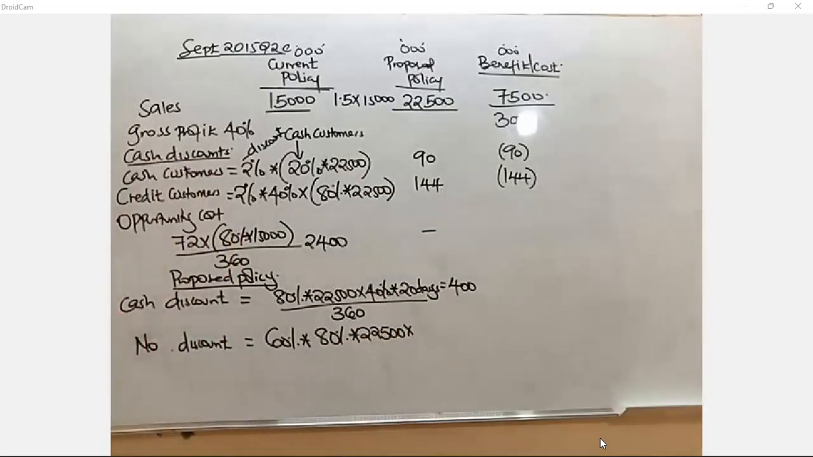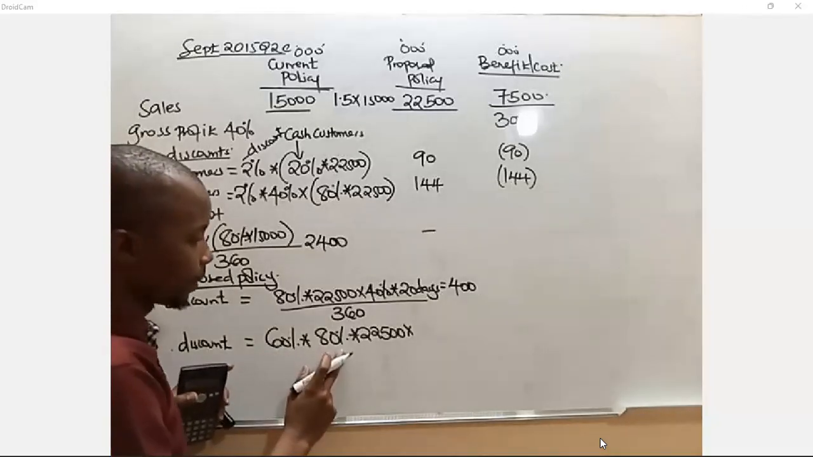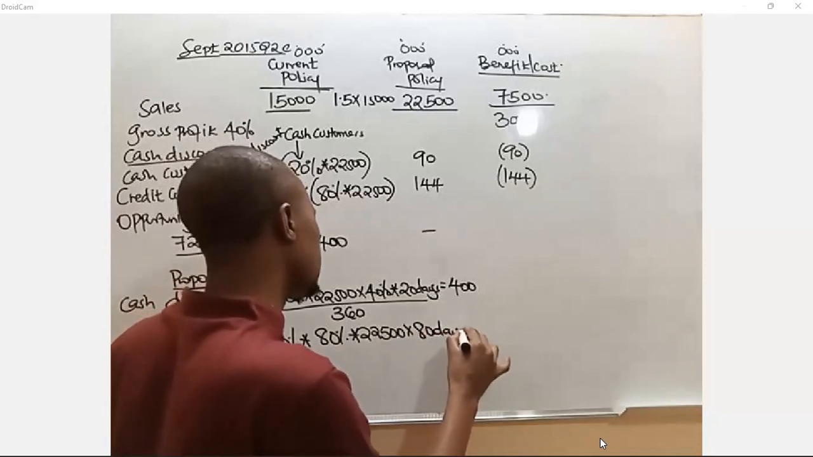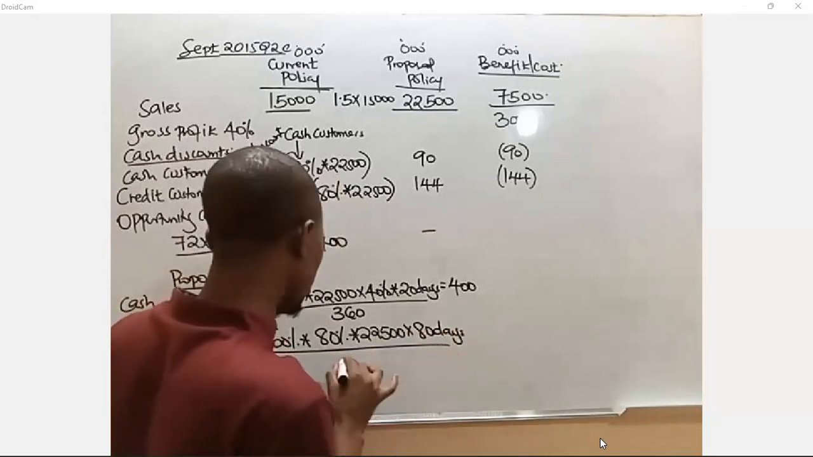Let me just read down there for better understanding. The average collection period will increase to 80 days, right? So far is how much? 20. So 80. Let me check. Let me do my calculation. It should be 60% of 80% times 22,500 times, now it will be increasing to 80 days. We divide it by 360.